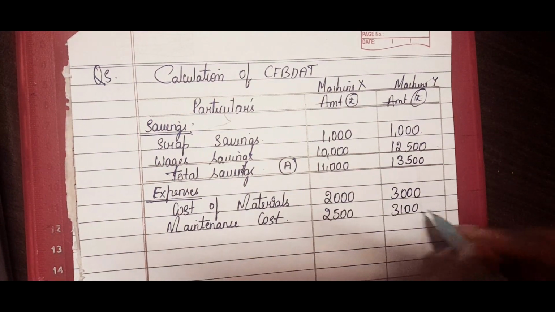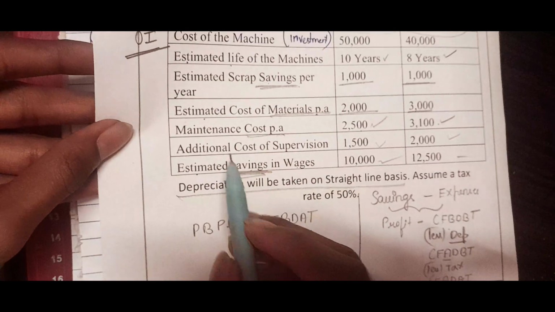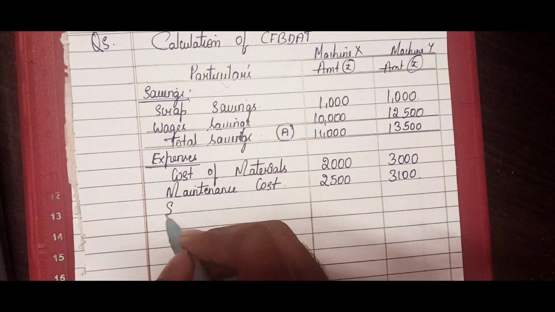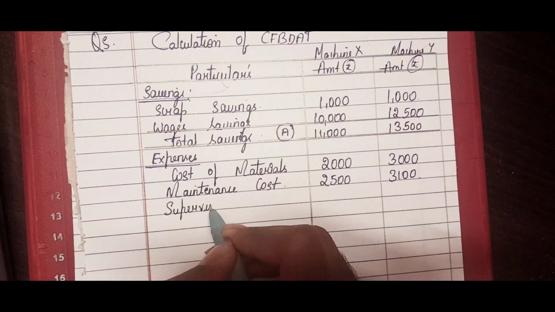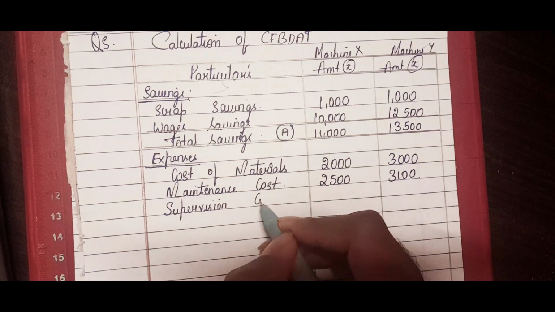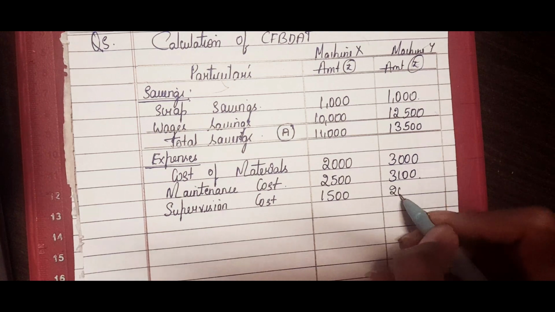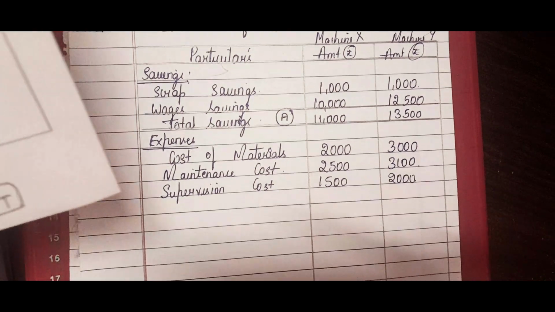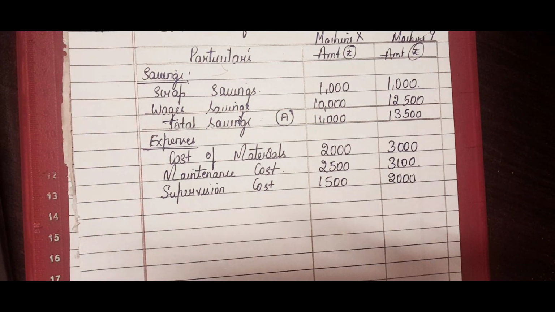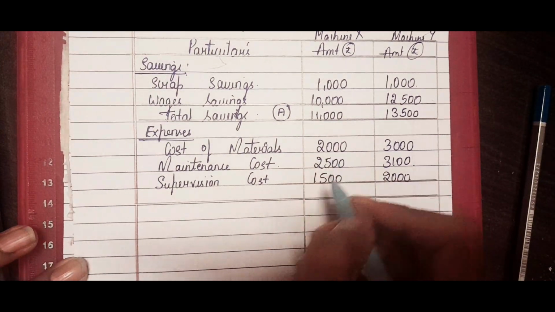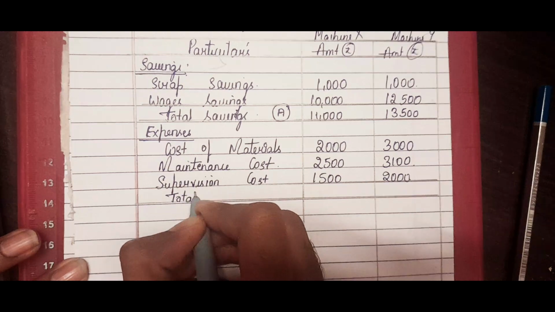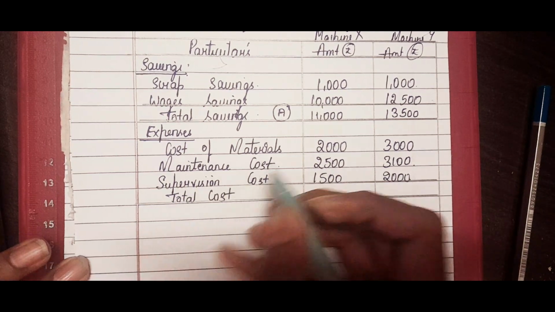2,500, 3,100. Next we have additional cost of supervision. Supervision cost is 1,500 and 2,000. So only that is the cost. Now when you add these three items, you will get total cost.